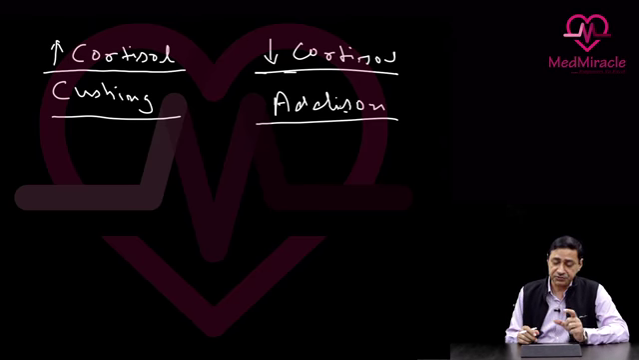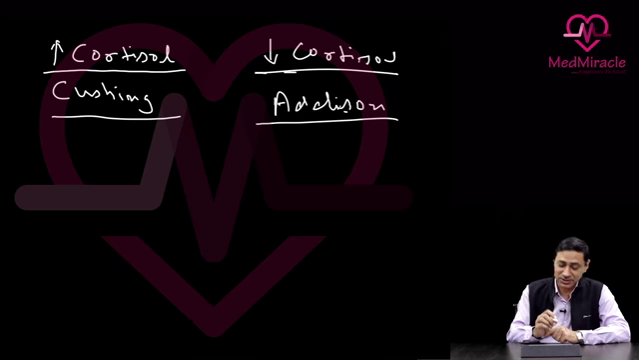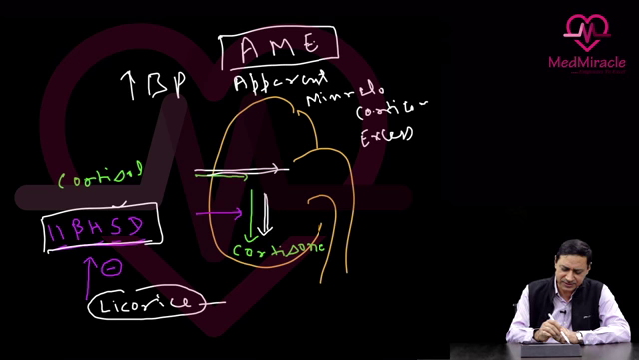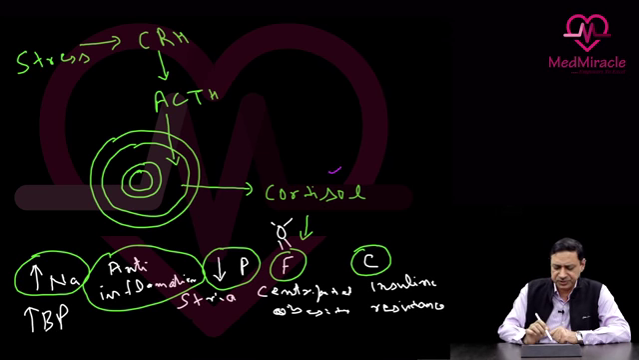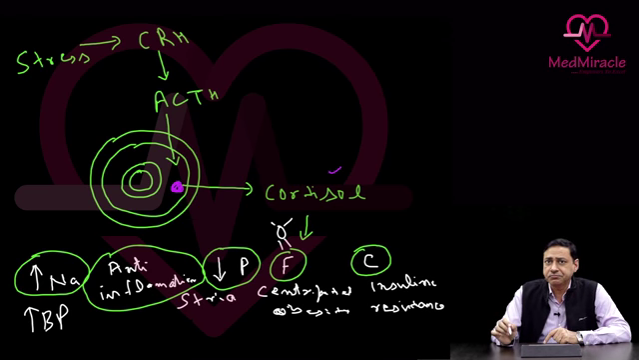What is the difference between Cushing's syndrome and Cushing's disease? Just see this diagram. If cortisol is more, it is Cushing syndrome. There may be some tumor over here, some sort of adenoma, which is releasing cortisol, so you are getting Cushing syndrome.